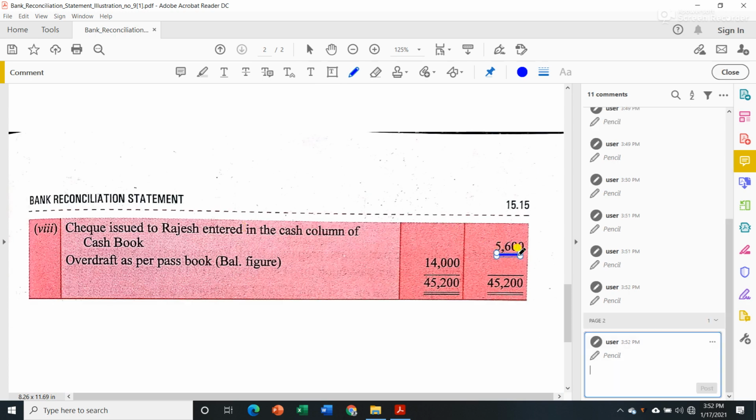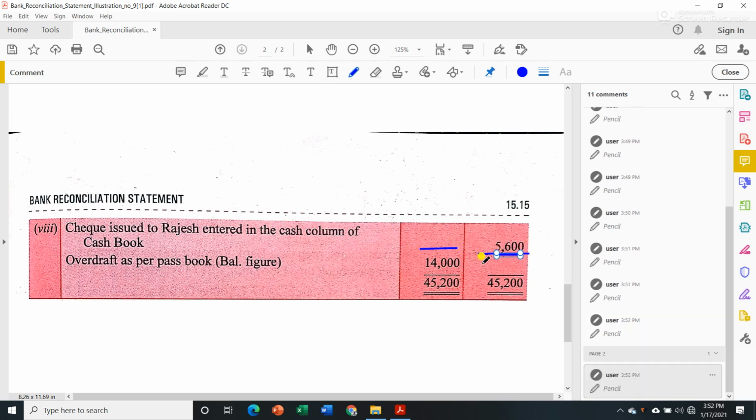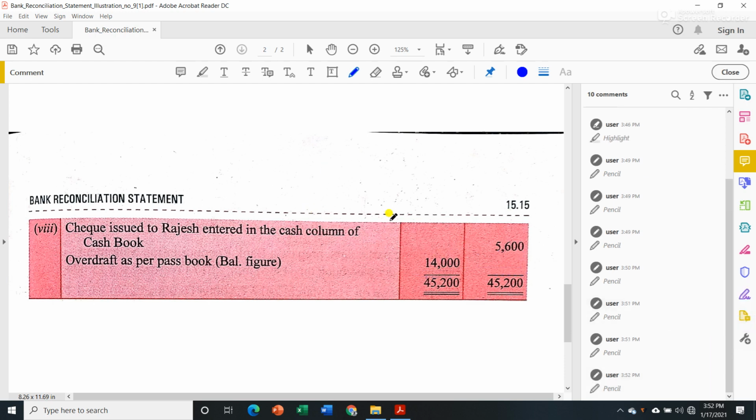Now earlier we used to find out the total of both the plus column and minus column, then we used to close the account, and after that we used to write plus or minus, whichever side we had more. But this time they are doing it a little bit differently. Now it's up to you whether you like the previous one or this one.